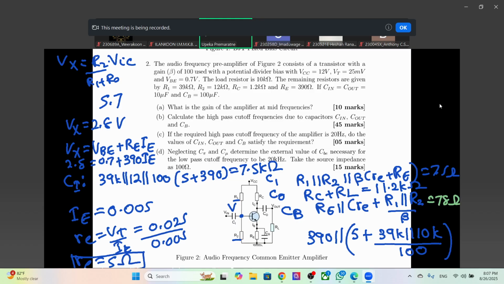Okay, so now we are given the cutoff frequency as 20 hertz. Now we have to find the suitable values for the input capacitor, the output capacitor, and the bypass capacitor.